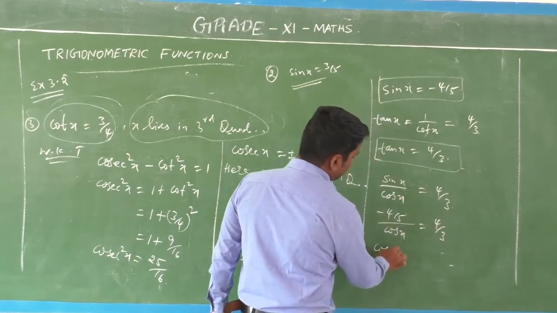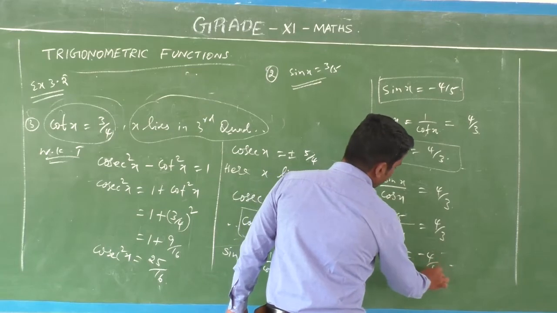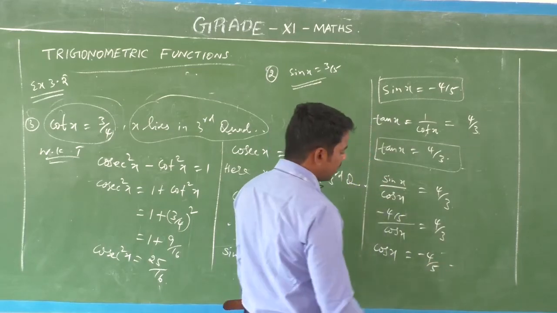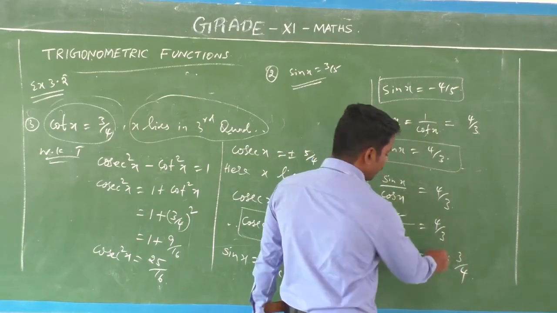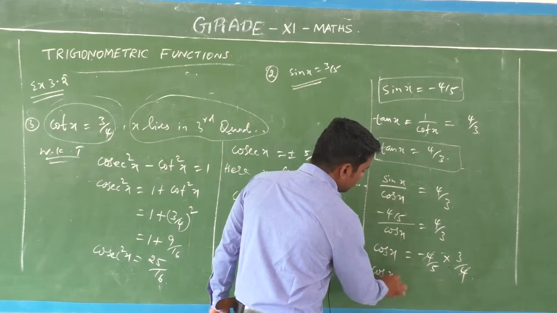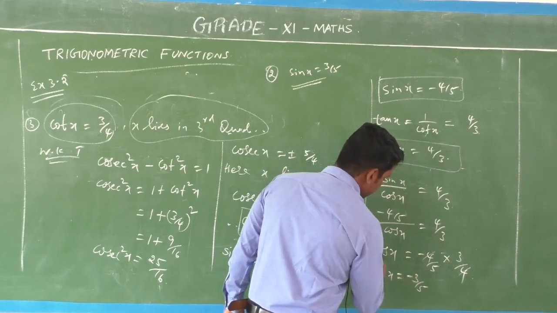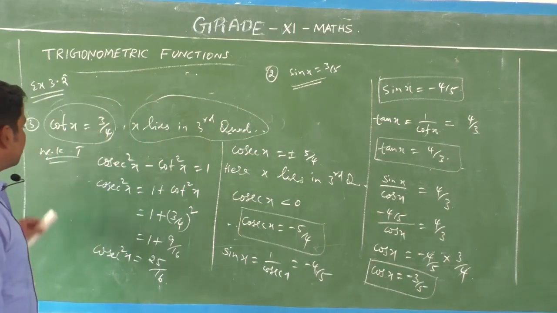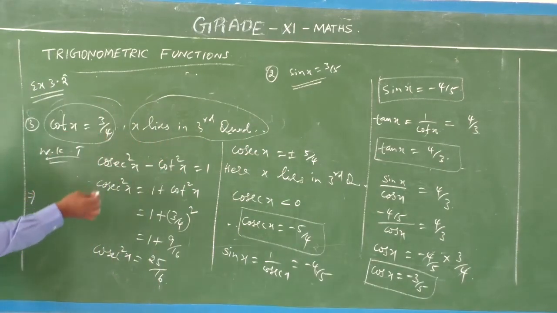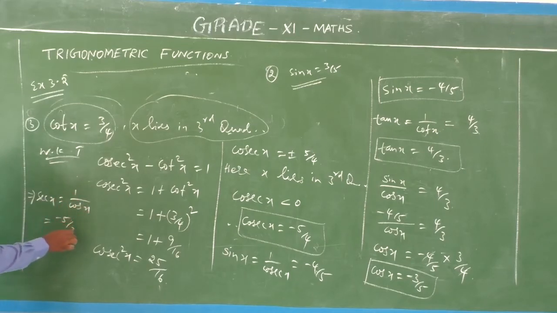Then cos x is equal to minus 4 by 5 into 3 by 4 into 3 by 4, the 4s cancel. So cos x is equal to minus 3 by 5. Cos x is minus 3 by 5, then secant x is 1 by cos x, so minus 5 by 3. Secant x value is minus 5 by 3.